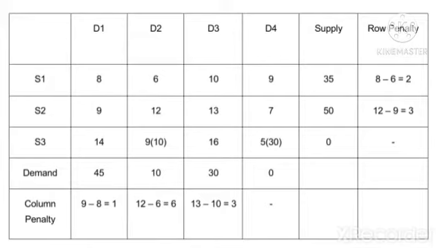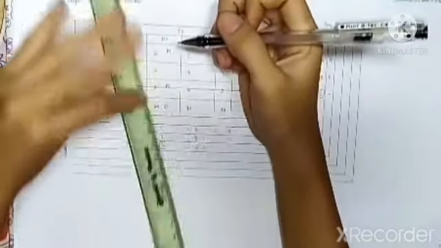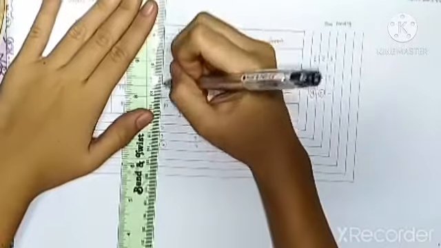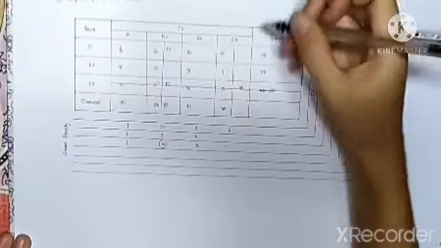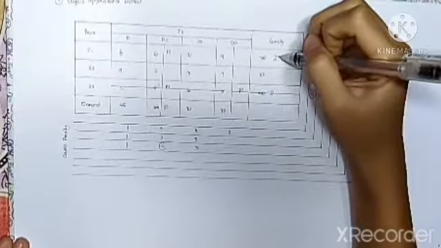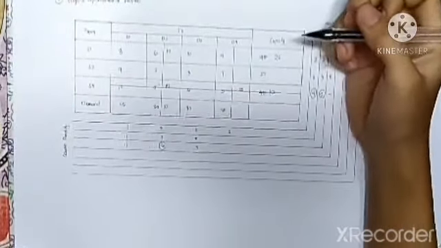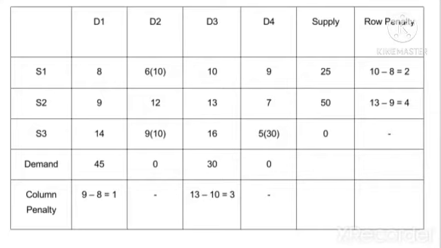Now we are going to allocate 10 to the minimum Cij, which can be found on the cell S1 and D2. It satisfies the demand of D2 and adjusts the supply of S1 from 35 to 25. The penalties are row 1 is 2, row 2 is 4, column 1 is 1, column 3 is 3.